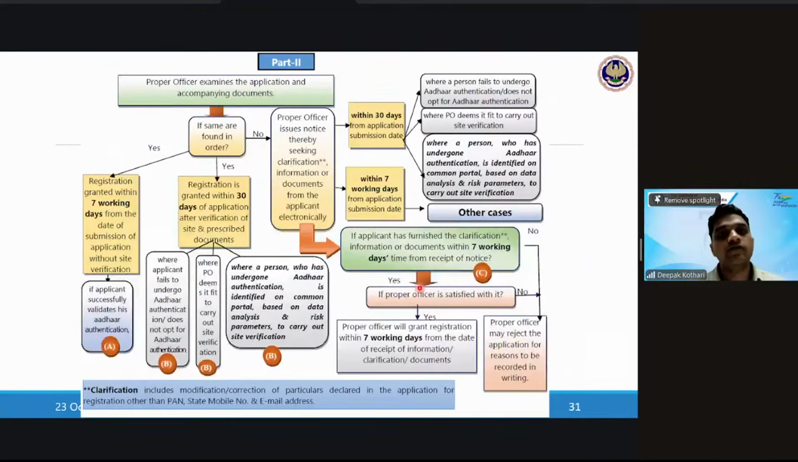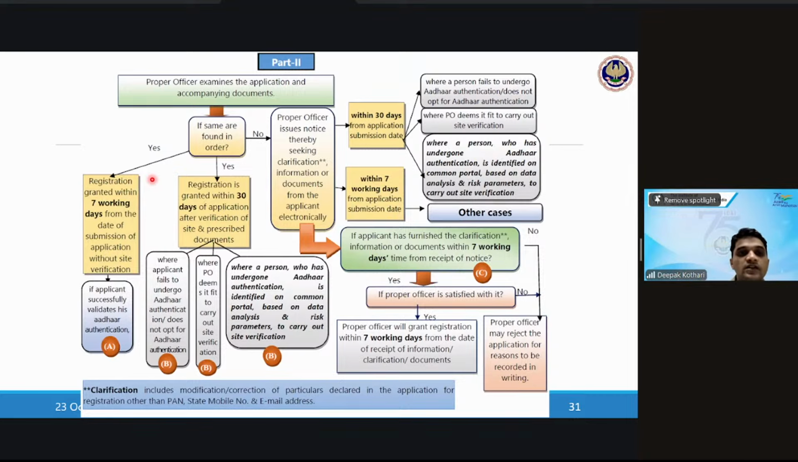ठीक है. Now, part 2 says that जो time limit है वो थोड़ा change हुआ है. पहले just 3 days वगैरह था. That was causing a lot of pressure to the officer. So then they increased it. If the proper officer examines the application and accompanying documents, and everything is found in order, then he gets a 7 days time limit. पहले 3 दिन था, अभी 7 days time मिल गया है ऑफिसर को कि हाँ डॉक्यूमेंट सही है. Then he has to grant your registration within 7 working days.